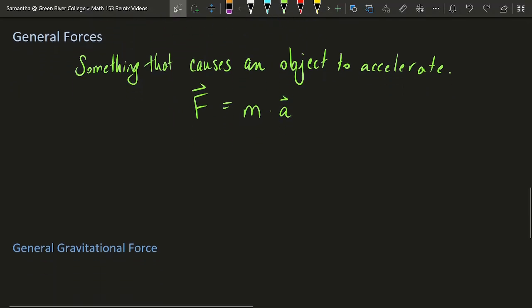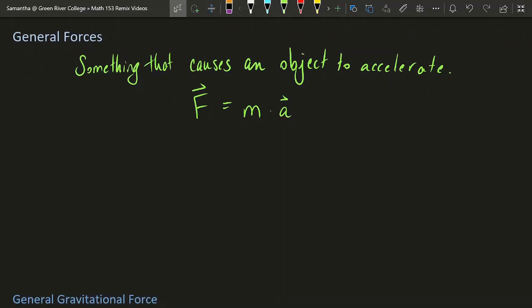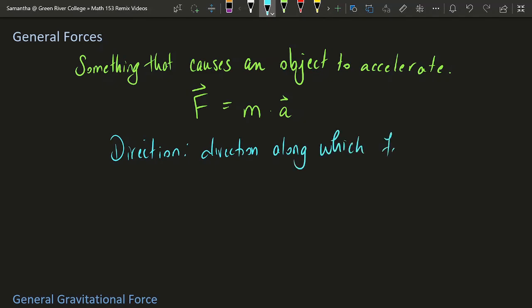Now, in this context, what does the direction of the force vector represent physically? It represents the direction along which the force is applied. If you push on an object straight down, then the force vector would point straight down to capture that.